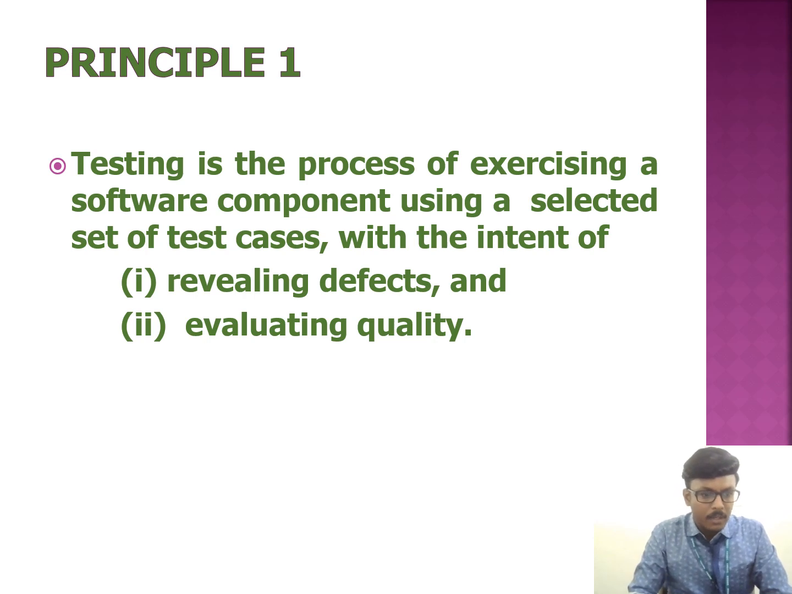Principle one. Testing is the process of exercising a software component using a selected set of test cases with the intention of revealing defects and evaluating quality. From the name itself, by doing the test, we need to find the defects. What are the possible defects present? The severity of defects we will discuss later, but testing should reveal whatever defects are present in the particular code sequence. Similarly, we need to evaluate the quality of the product, whether it is defined in a proper way. All the subsequent principles are incorporated here, and we are just checking. So that comes under principle one.